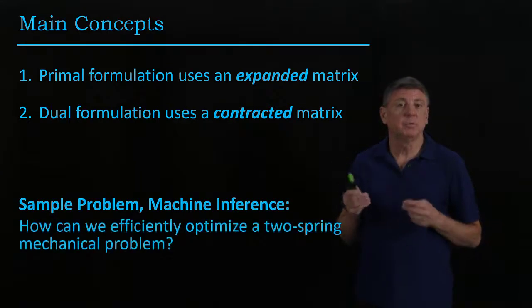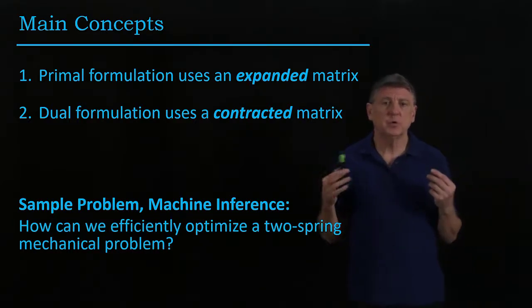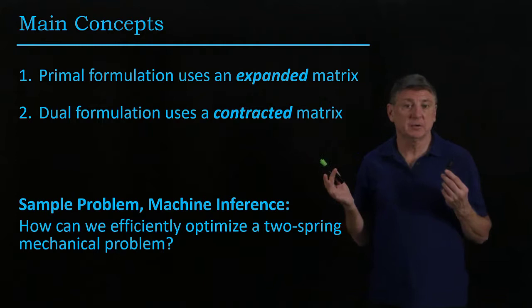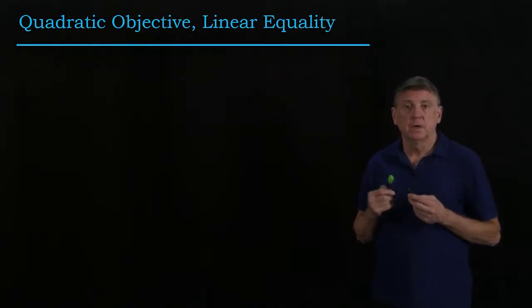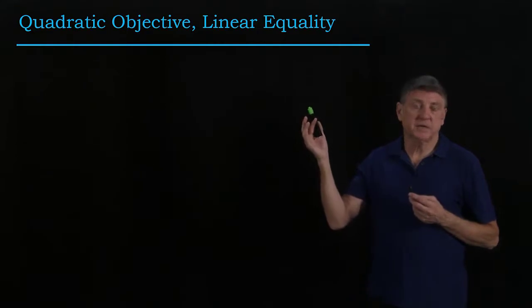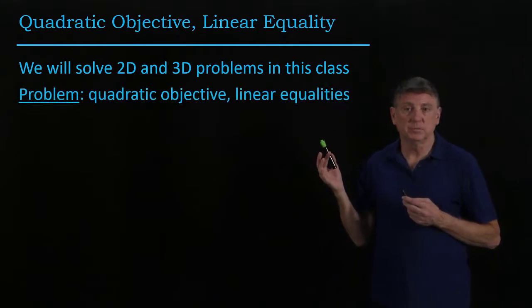The sample problem that we can think of is one that we've encountered in a previous session, which is how can we optimize a two-spring mechanical system that has an external force that's applied to it. So we'll be looking at a quadratic objective with linear equality. We'll solve both 2D and 3D problems here.